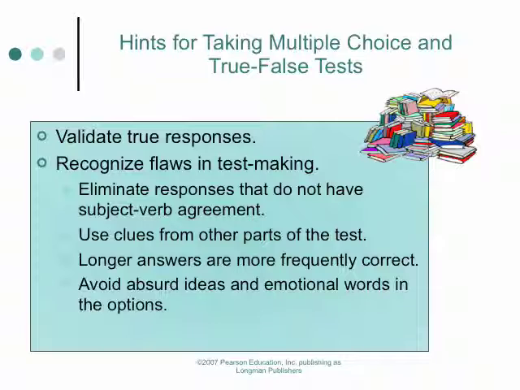Eliminate responses that do not have subject-verb agreement. If your professor is writing incorrect, grammatically incorrect sentences, it's typically a trap and you should avoid that answer. Use clues from other parts of the test. See if you can find information from other questions to help answer the question you don't know. Longer answers are more frequently correct. Be careful, sometimes that is true.